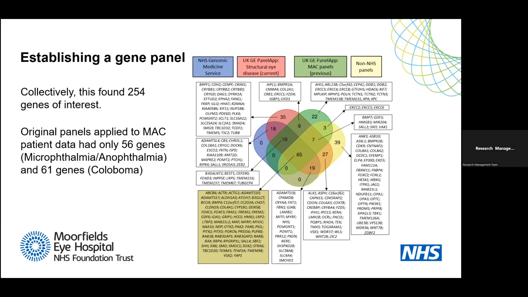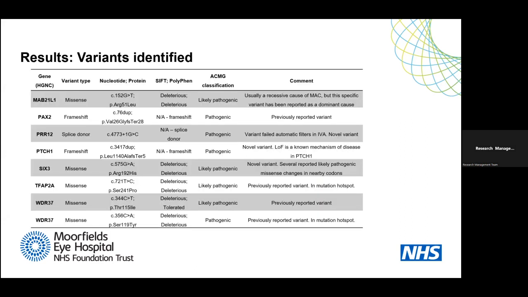This is 254 genes of interest that have in some way been reported to cause MAC. This is very much wider than the original panels that were applied to the data. Originally, microphthalmia and anophthalmia recruits only had 56 genes looked at, and ocular coloboma patients only had 61 genes looked at. So this is really broadening what variants were tiered.